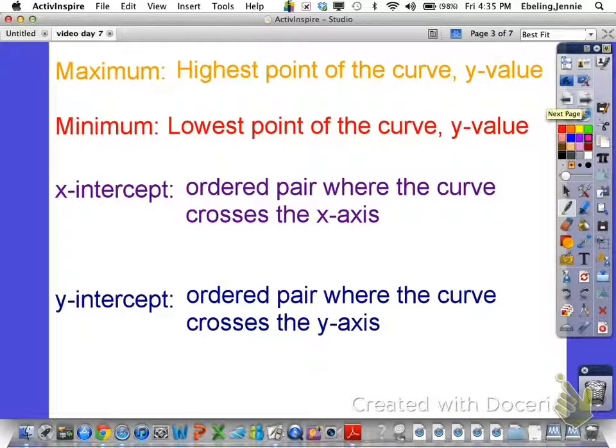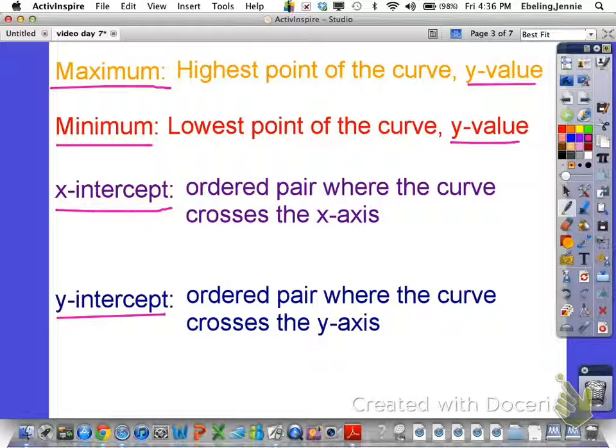The other definitions that you need would be maximum, the highest point of the curve, and the maximum only refers to the y value. It's the highest y value. A minimum would be the lowest point of a curve, and again, you look at the y value. X-intercept is the ordered pair where the curve crosses the x-axis, and y-intercept is the ordered pair where the curve crosses the y-axis.